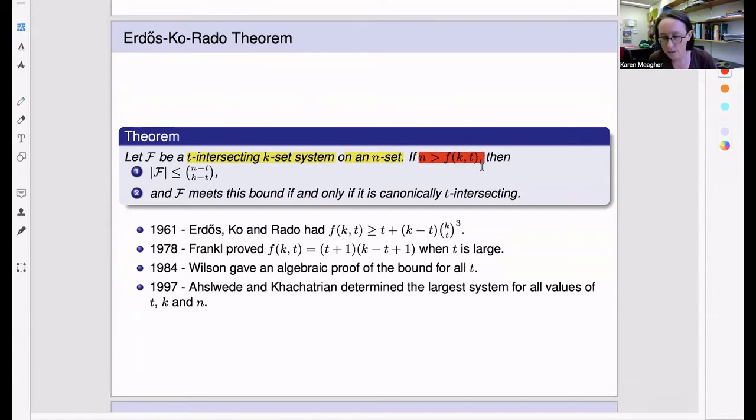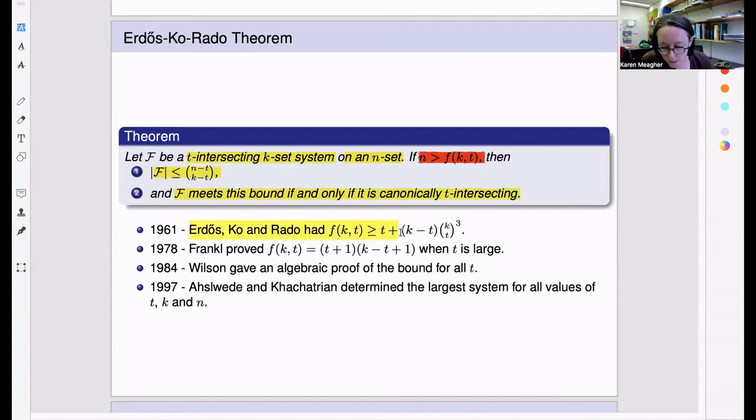And now there's this little comment here. If our n is big relative to the k and the t, then the largest has this size, which is the size of a canonical one, where I take a fixed t-set and I take all the k-sets that contain it. And the only time we have this bound is if it's canonically t-intersecting, the easiest to make system. So this was the theorem as it came out in the 60s.